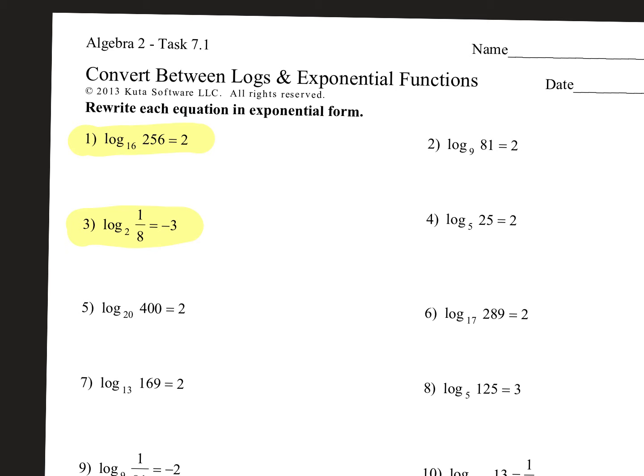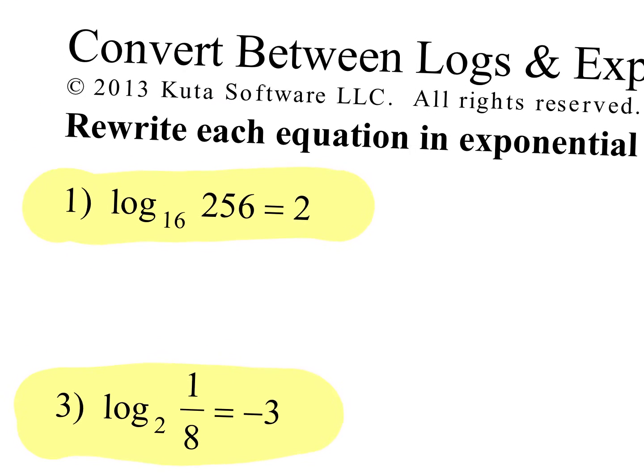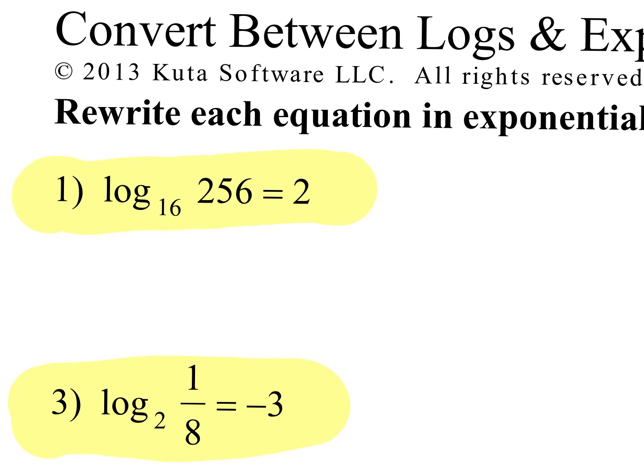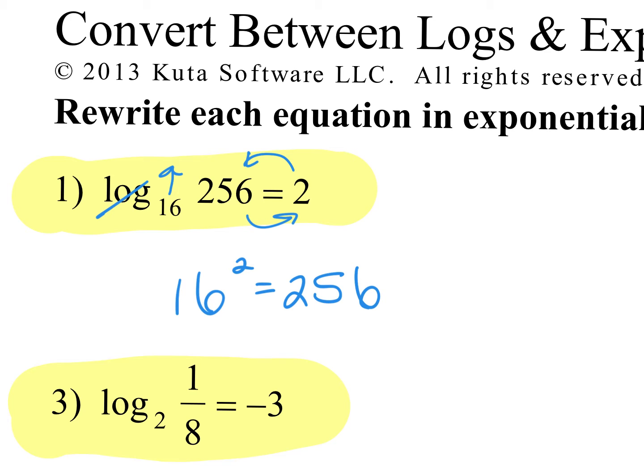If I start off in logarithmic form, how do I know I'm starting off in logarithmic form? Because it says log. My log will go away. My 16 becomes the big base, right? And what do 256 and 2 do? They switch places. So you literally would say 16 squared equals 256. That's all you're doing with this stuff, guys. We're just practicing rewriting, going from one form to another. That is all I need you to do.